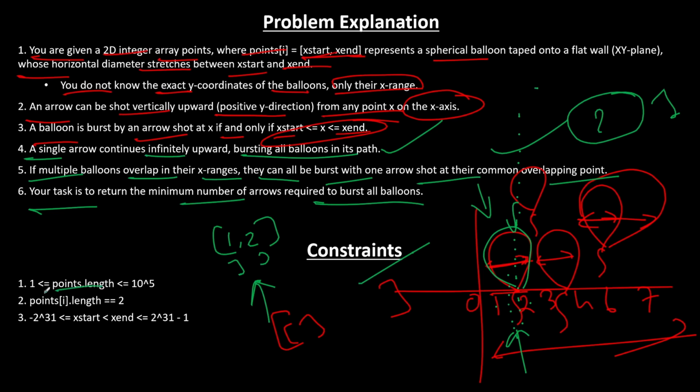The points length will be from 1 to 10 to the power 5, and points[i] will of course be of size two only. And x start and x end values would be from negative 2 to the power 31 to positive 2 to the power 31 minus 1. I hope you understood the problem explanation and the constraints. Now let's move to the next slide.